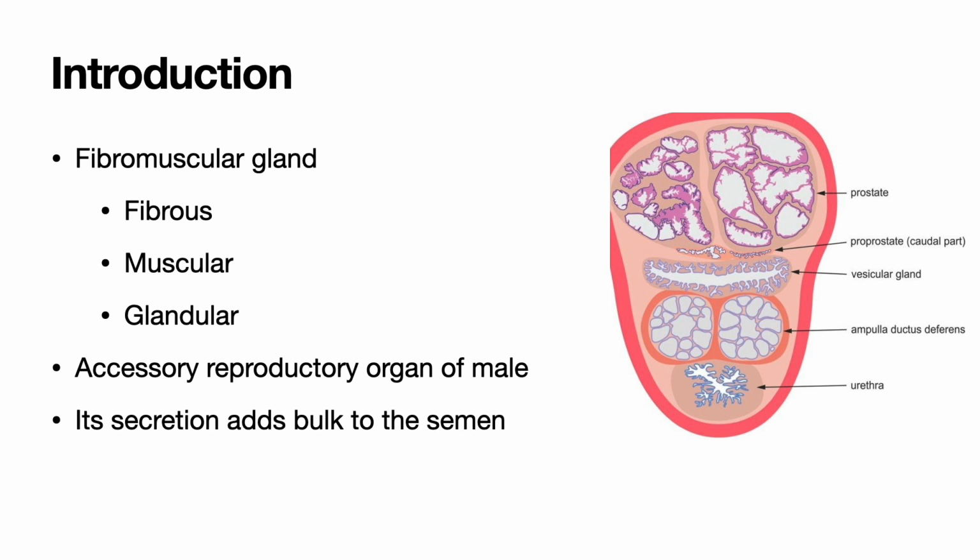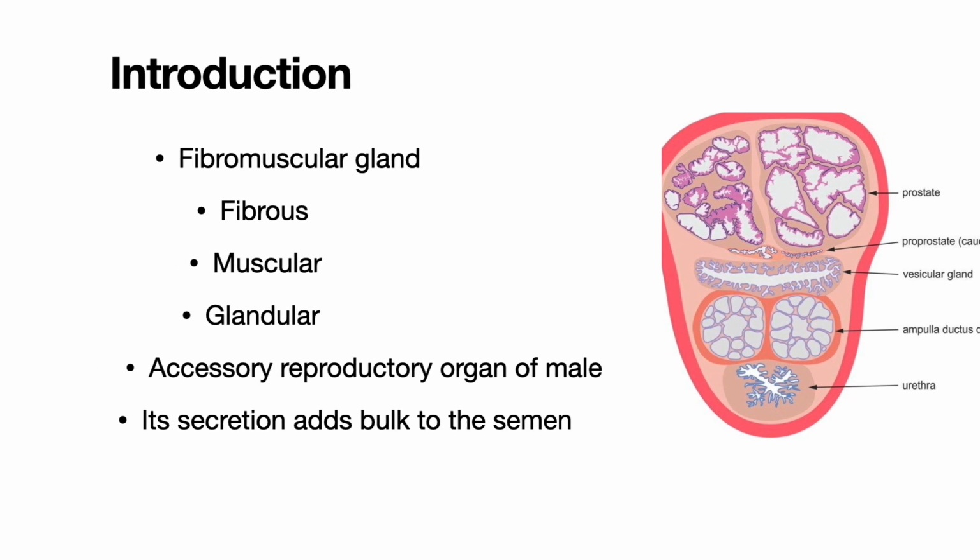So, what is a prostate gland? It is an accessory reproductive organ of the male, along with the epididymis, vas deferens, and seminal vesicles. It is a fibromuscular gland, which means it has a fibrous component, muscular component, and glandular component. Its secretion adds bulk to the semen. The secretion is acidic and contains acid phosphatase, fibrinolysin, prostaglandins, and a large amount of zinc.